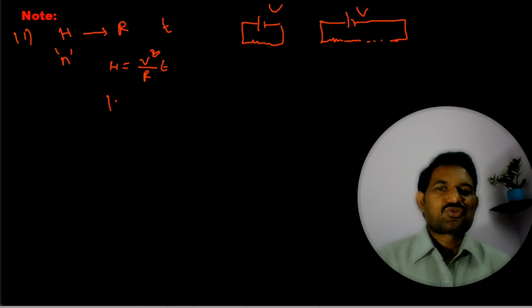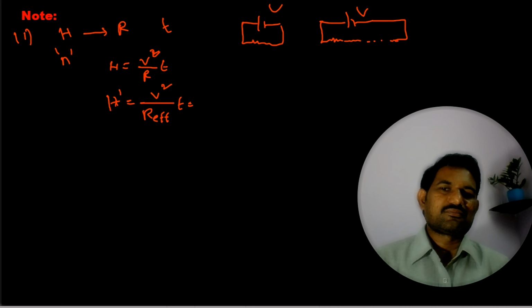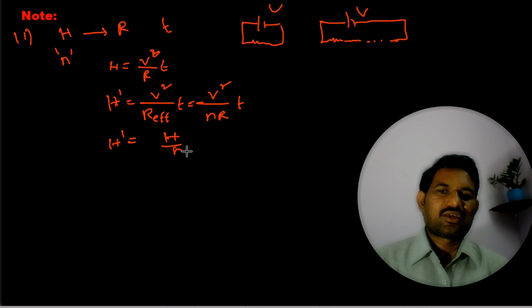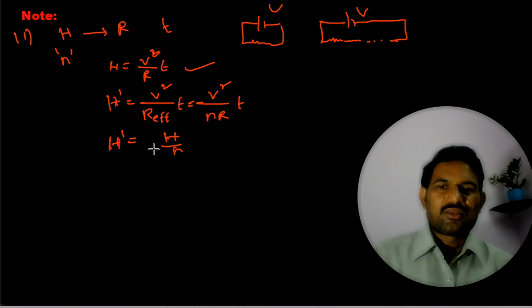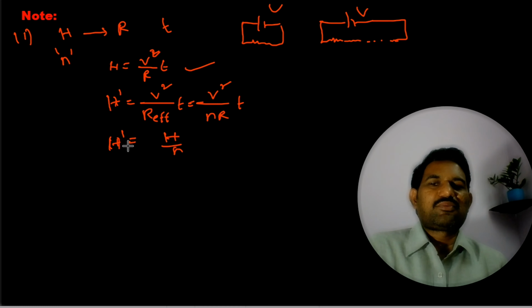Suppose this value I am taking as H dash. So V square by R effective into T we can write. In the second case, when n identical resistors are connected, V square by R effective, that is NR. Therefore H dash is equal to H by N. Got it? V square by R into T is nothing but H. So the total amount of heat energy produced in all resistors will be equal to H by N when N resistors are connected in series.